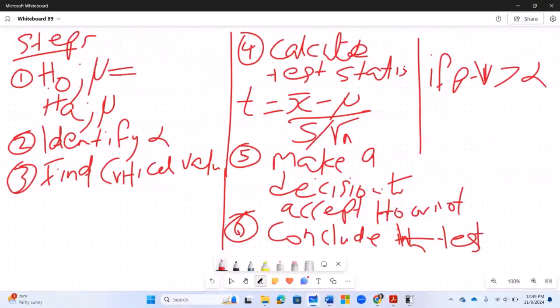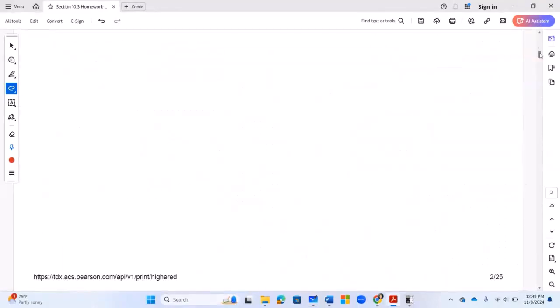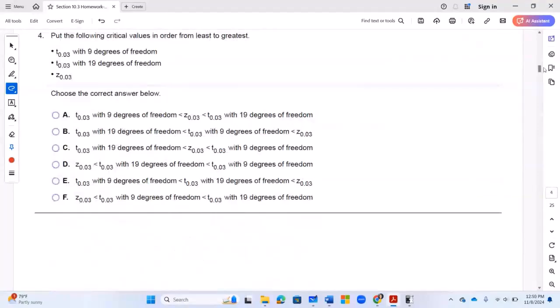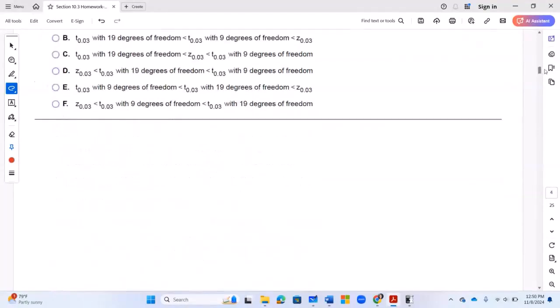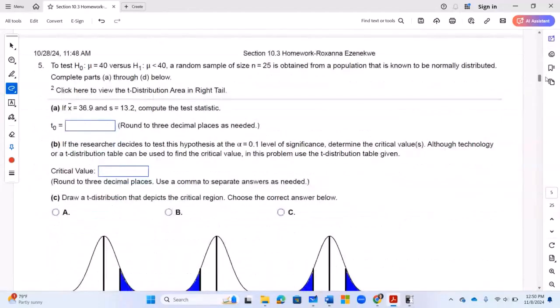All right, so we have reviewed the steps in hypothesis testing. We quickly start doing a t-test now. Let's get a question on t-hypothesis testing. I think number 5 is a good t question. All right, let's do number 5.